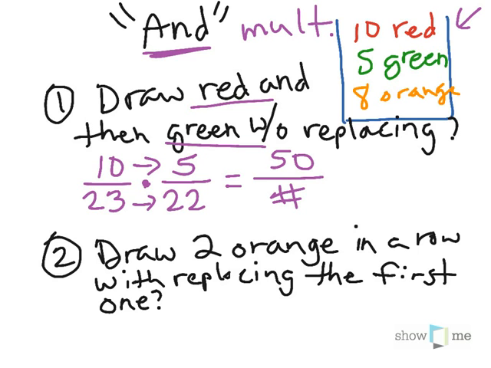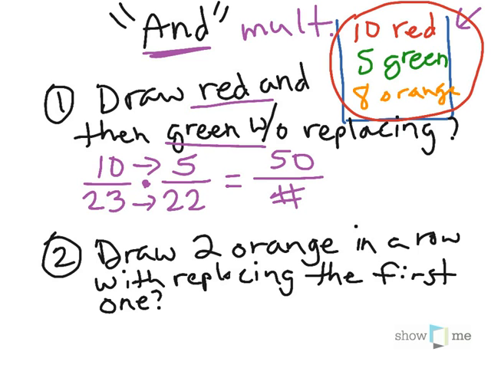Now let's take a look at this second problem. This is going from the same scenario. We're going to start right from the very beginning. We're going back to the start, so we're pretending we didn't do number 1 yet. It says, what's the probability of drawing 2 orange ones in a row, but we replace the first one after we get it? So in other words, I reach into the bucket, I grab out a tennis ball, oh good, it's orange. I put it back in, shake it up and mix it, reach in again, and pull out another one that's orange, randomly. What's the probability that that happens?